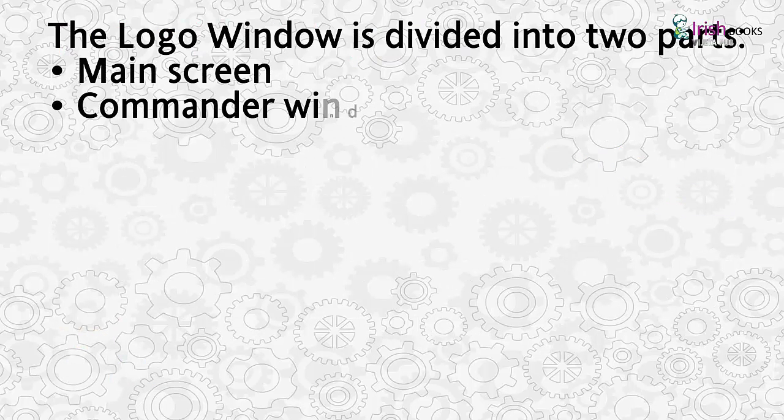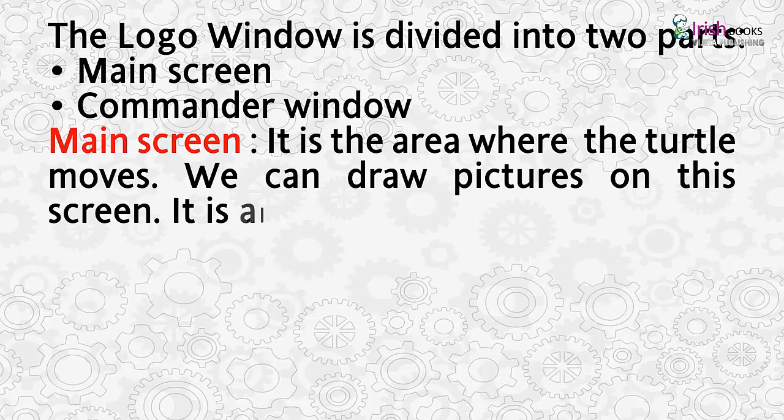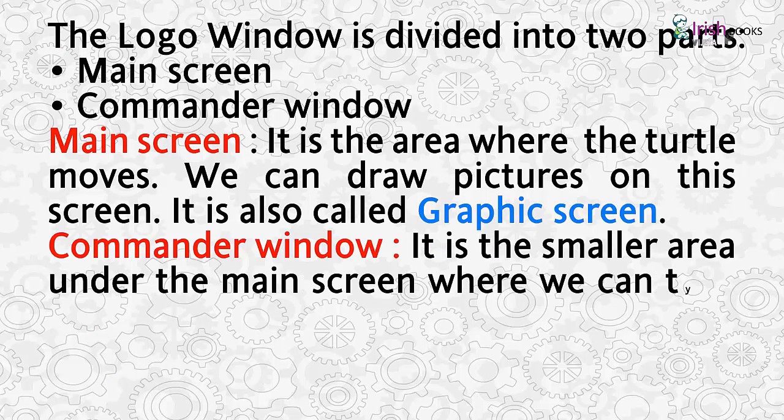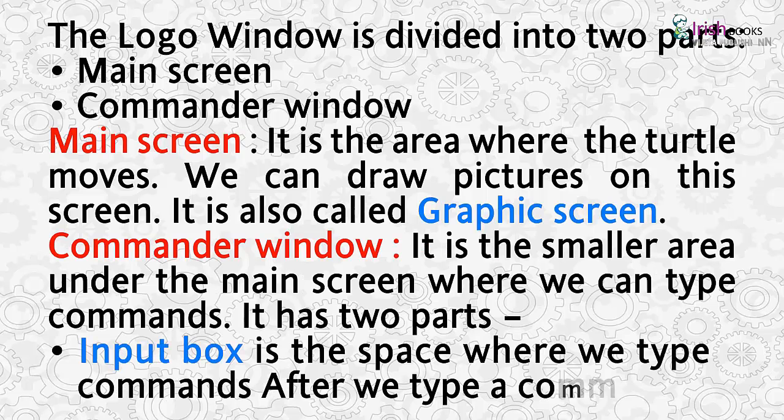The Logo window is divided into two parts: main screen and commander window. Main screen: it is the area where the turtle moves. We can draw pictures on this screen. It is also called graphic screen. Commander window: it is the smaller area under the main screen where we can type commands.